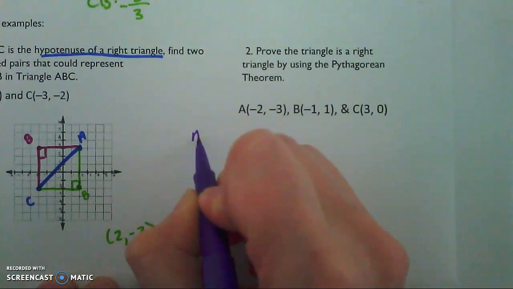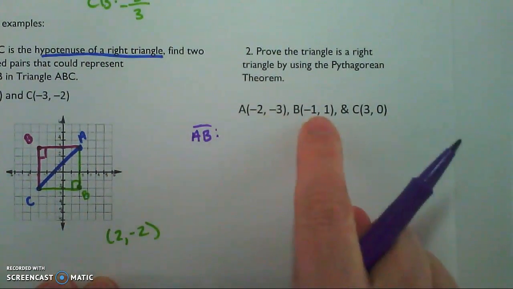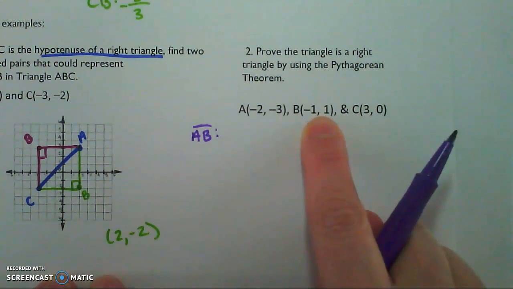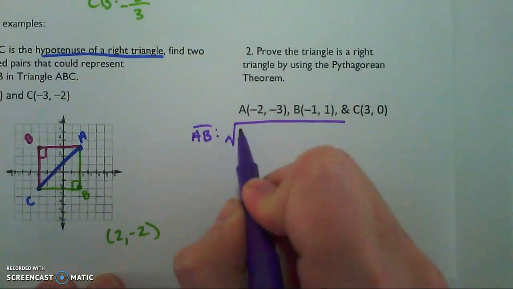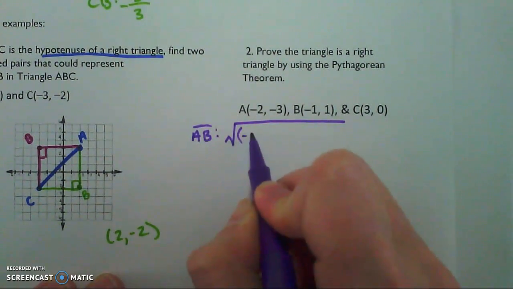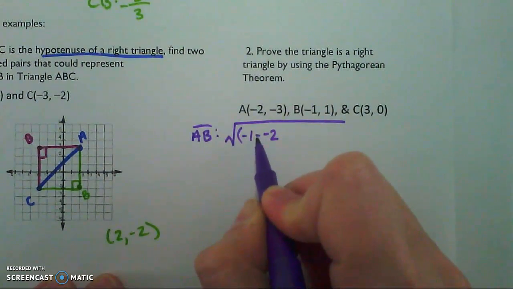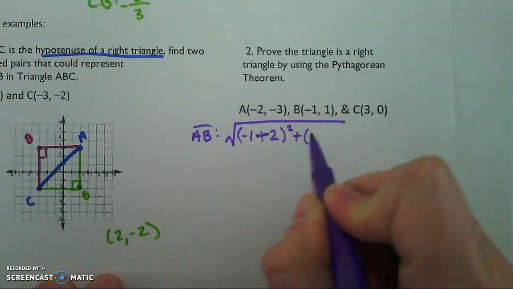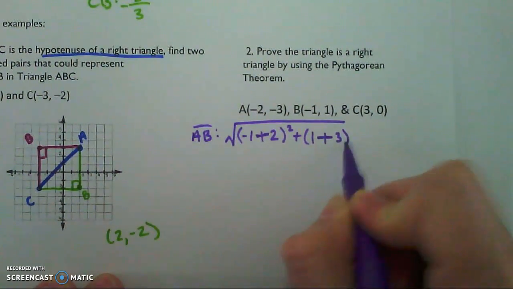So the first side we'll look for would be AB. And you can just kind of refer to these points here. We'll call this x1, y1, x2, y2. And you're going to plug it into the distance formula, which we do have written at the top of our paper. It's x2, which is -1, minus x1. So x1 is a -2. So minus a negative would be plus, squared. And then your y2 is 1 minus a -3 becomes plus 3 squared.